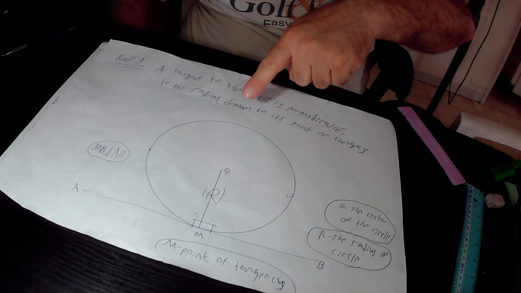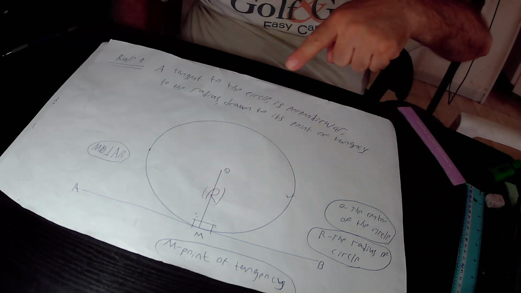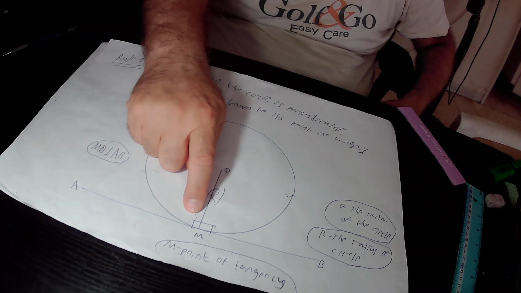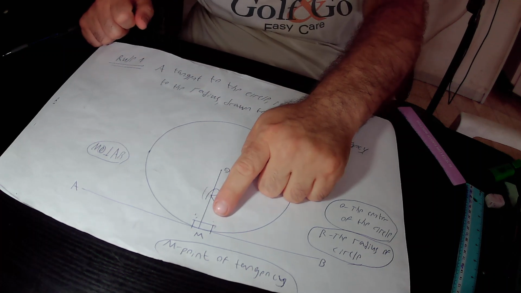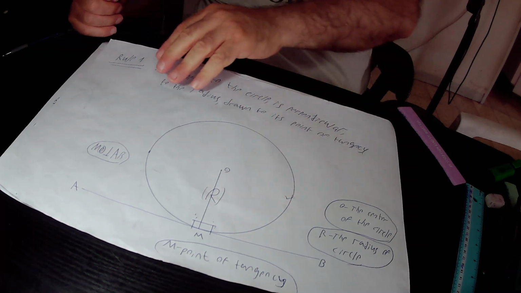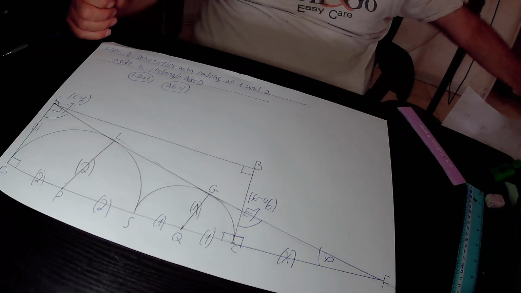to the radius MO. If AB is perpendicular to MO, it means that this angle equals 90 degrees and this angle also equals 90 degrees according to this rule, rule 1. So we can implement rule 1 in our drawing.